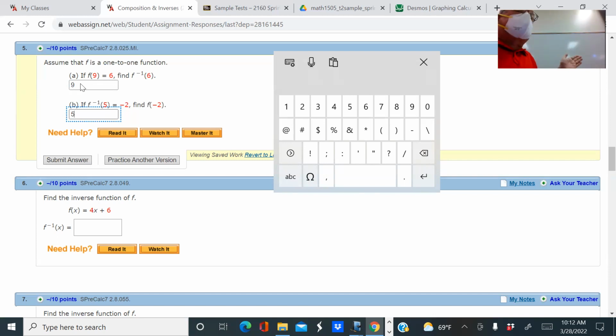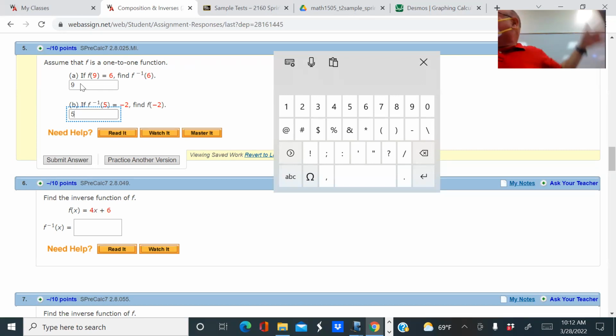It's got a pretty steep slope of 4, so it's going up pretty quickly, and it crosses the y-axis at 6. So would that have an inverse? Yes. That's right, because that graph is increasing. If you were to draw a horizontal line, it would not cross that graph more than once. In other words, you don't have any repeated y values on that graph.